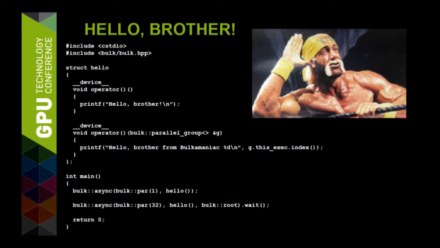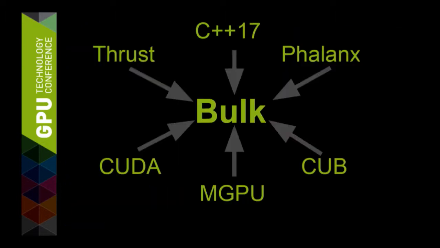What this does is take the hello functor at the top of the screen and invoke it with this special bulk parallel group token, which you can see on the second invocation line. This calls printf, hello brother from bulk-maniac, whatever. To get the index within our group, we say something like group.this_exec.index. Throughout our talk, this will become a lot more obvious, exactly how it all fits together. But Hello World is easy to get going.